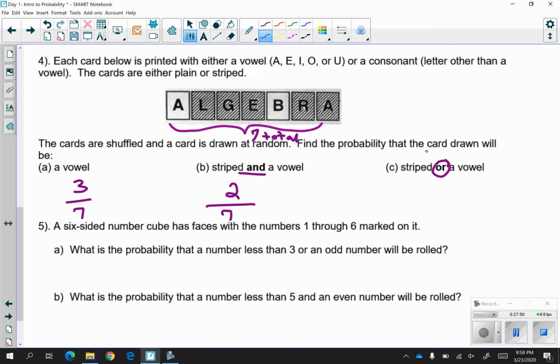Now, striped or a vowel, this one is a vowel, this one is striped, striped, striped, and vowel. B is not striped, nor is it a vowel. Striped, striped, and vowel. So that's going to be your 6 out of 7 total.